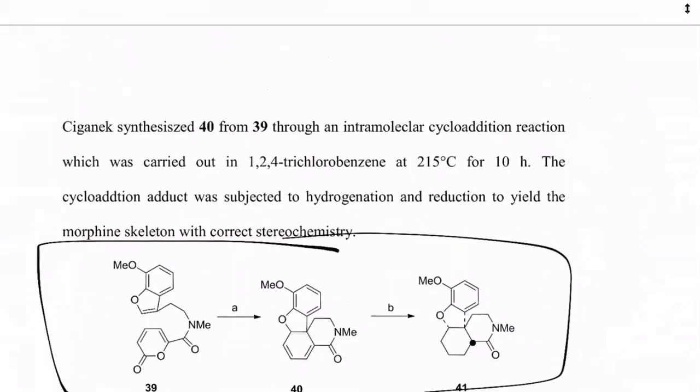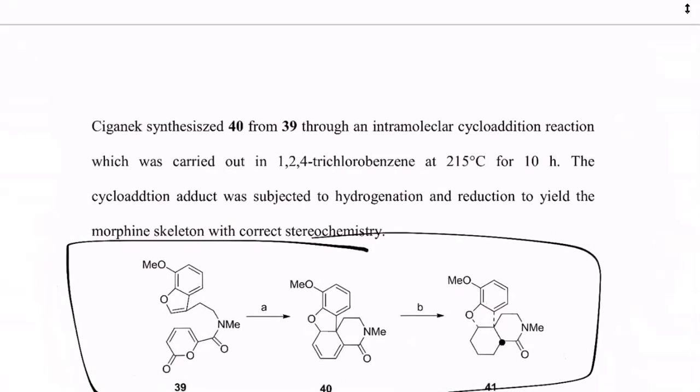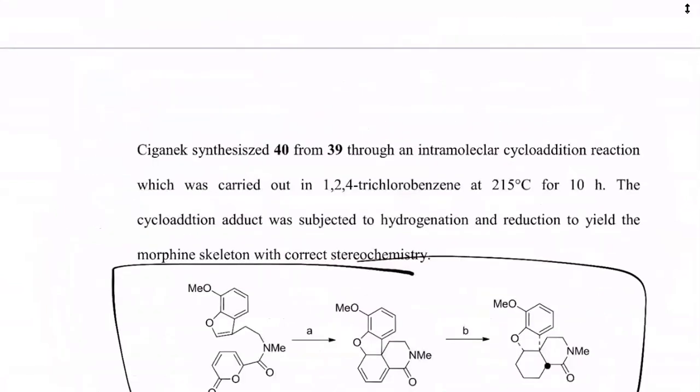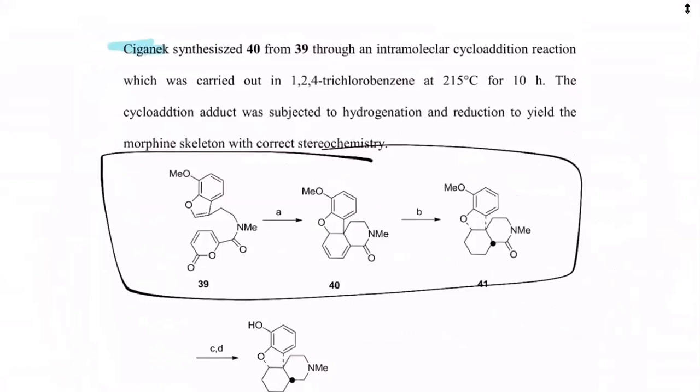So this was done by the Siganet group. You can see that right here. This is on page 10 in that thesis. So you can scroll down to page 10. This particular method was done by the Siganet group, and they took a different approach. But part of their approach was to do an intramolecular Diels-Alder.